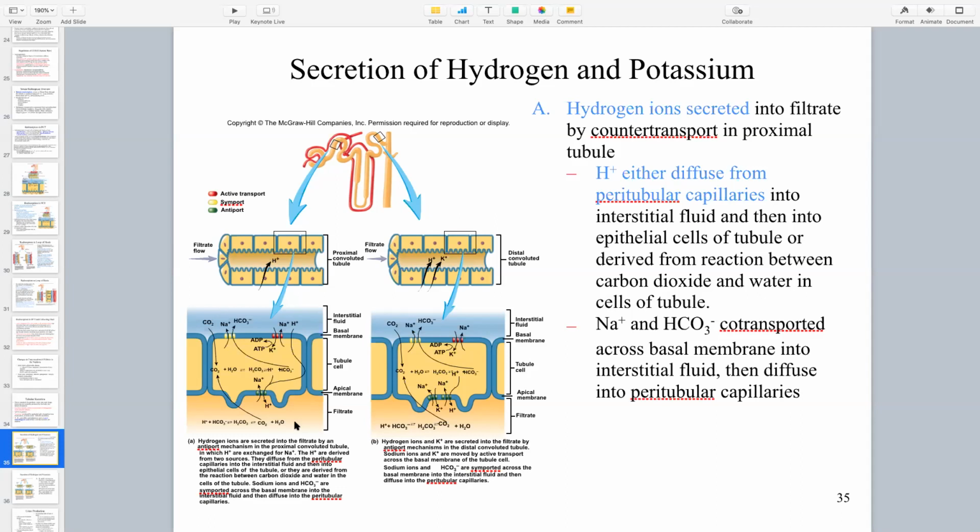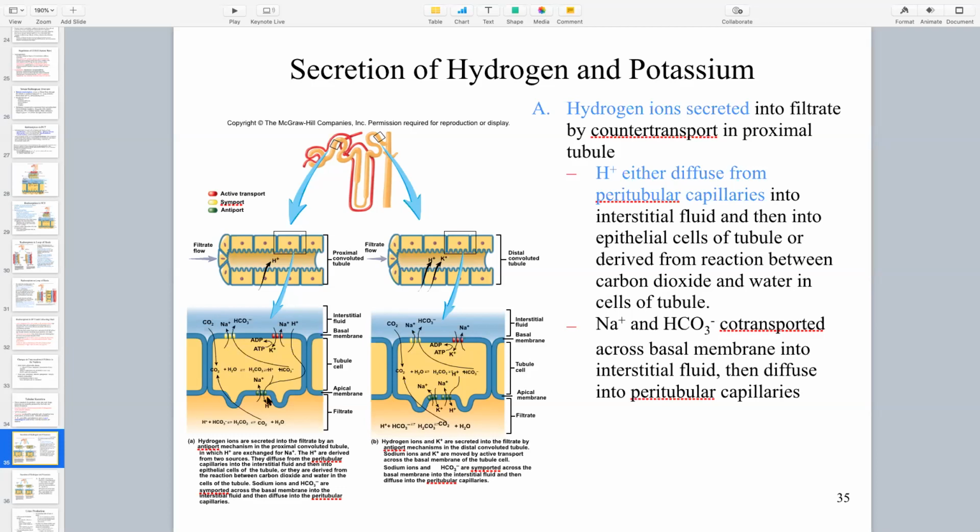So what we sometimes do is buffer the urine, so then we don't have such high hydrogen concentrations in our urine. So then we don't have such acidic urine, even though we're trying to get rid of hydrogens from our body. So that's what we're talking about here with hydrogen secretion, right?